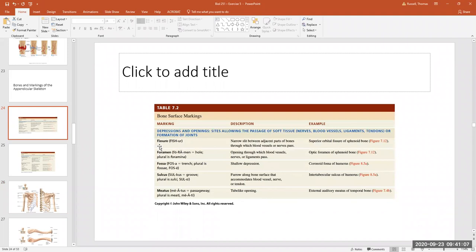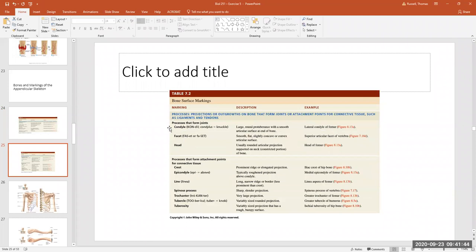So there's clefts in bones or little slits in bones. There's holes in bones. There's little depressions in a bone called a fossa, right? There's little grooves in bones called a sulci or the sulcus in a bone. There is an opening that's more like a tunnel or a tube, a passageway called a meatus. Now, we won't see this until we do the skull, but basically just know the basic description of what these things are. We're going to talk about condyles, large rounded elevations.